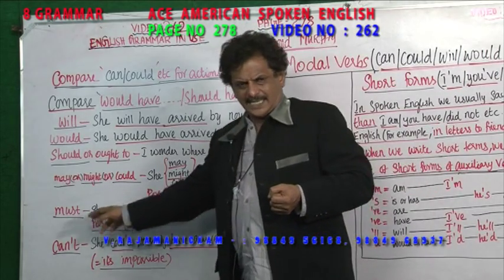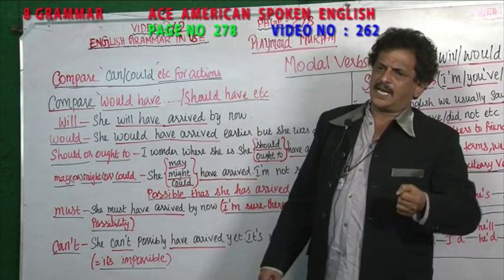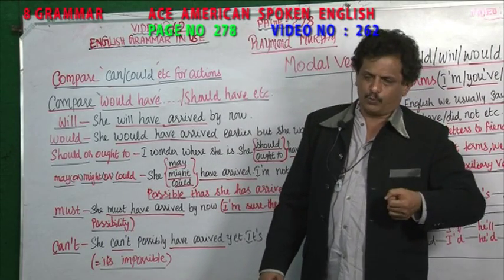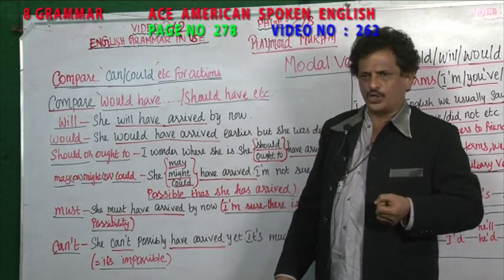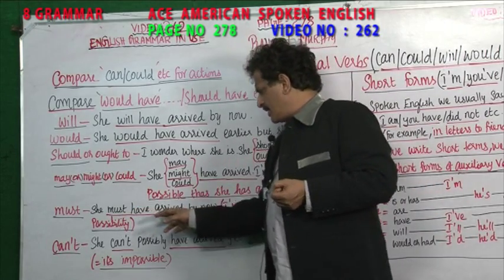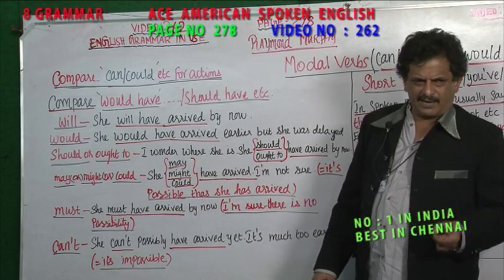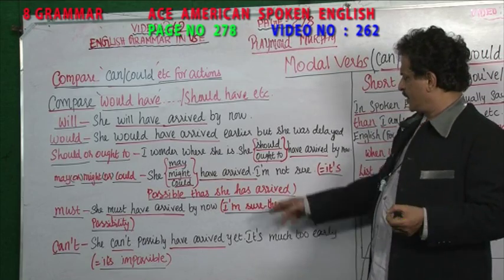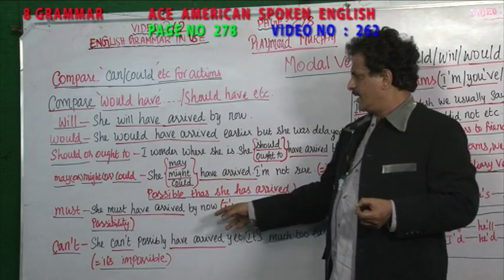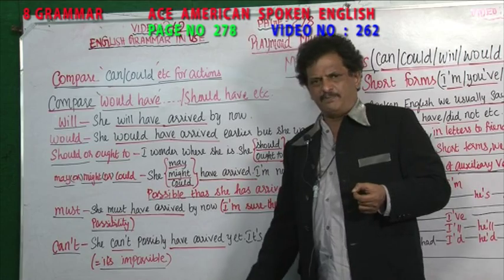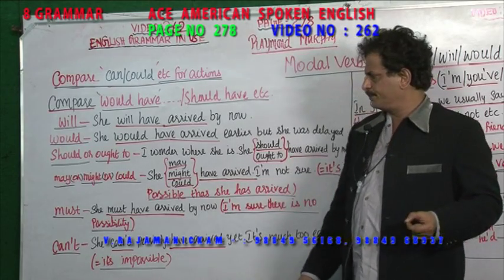அடுத்ததாக must என்றால் கண்டிப்பாக, must என்றால் necessity, உறுதியாக தேவையாக இருக்கிறது என்று சொல்கிற பொழுது இந்த must, she must have arrived by now, அவள் கண்டிப்பாக இந்நேரம் வந்திருக்க வேண்டும். I am sure there is no possibility, she must have arrived by now, வேற வாய்ப்பே இல்லை, வந்திருக்க வேண்டும்.